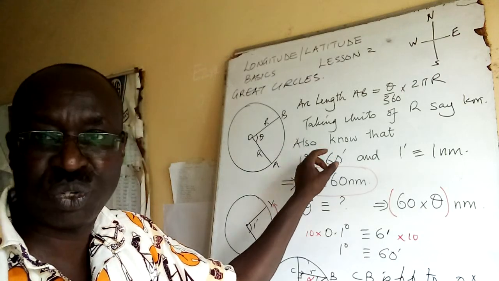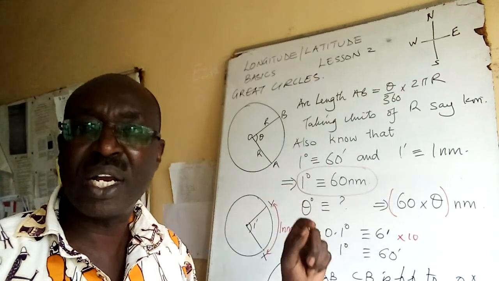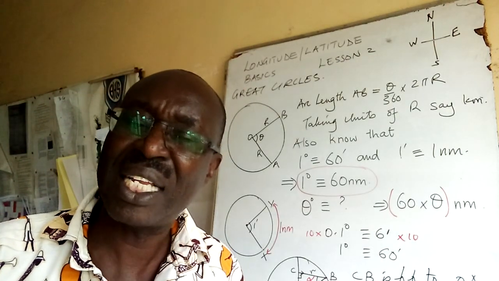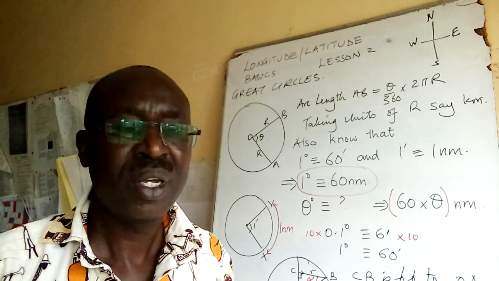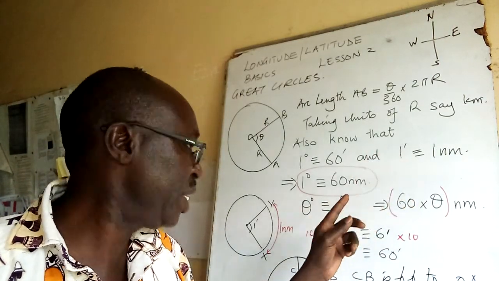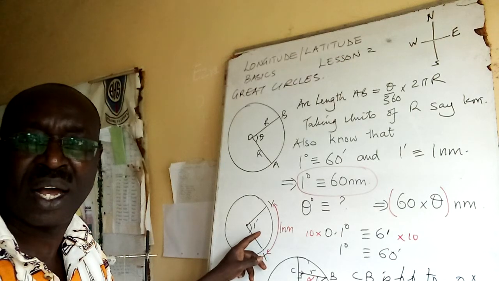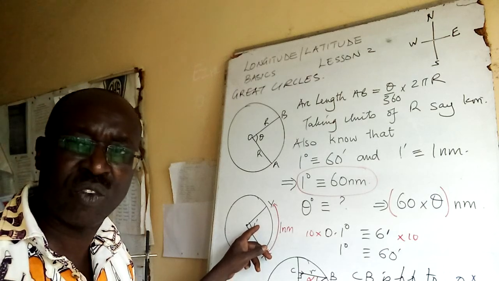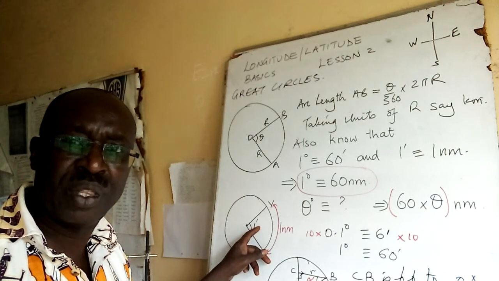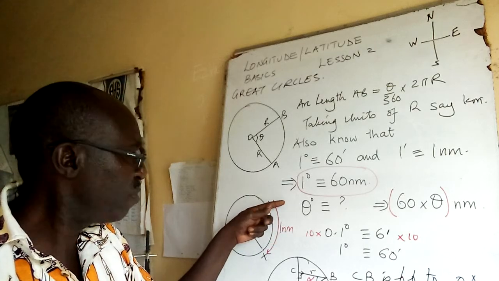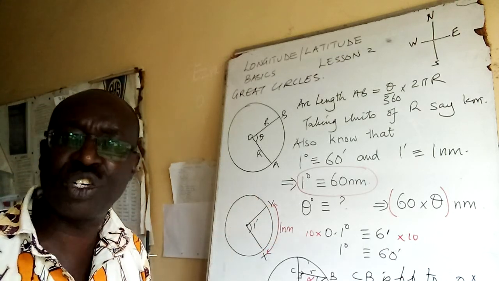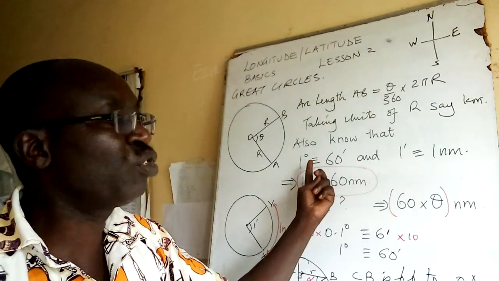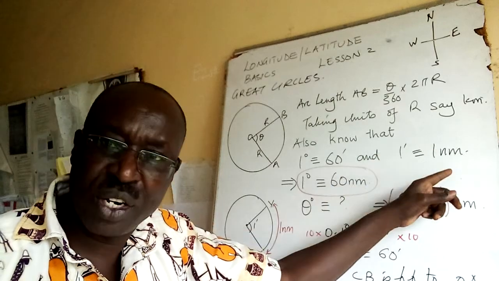So this is about angles. The second one relates angle and distance along the circumference. An angle of 1 minute at the center of the circle will give an arc length of 1 nautical mile. Okay? So from these two relationships, 1 minute, 1 nautical mile.